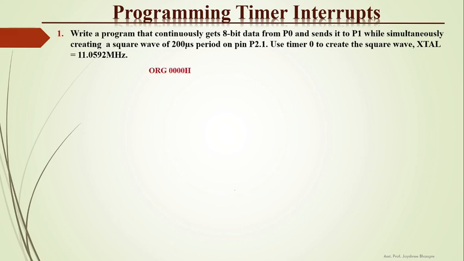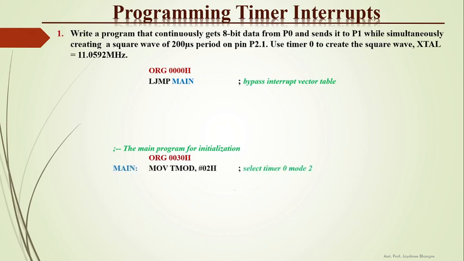So here is the starting location of our program, that is 000H, and the instruction is LJMP main. This is used to bypass the interrupt vector table. So it jumps to the main program where we initialize the timers. The address of this program is 0030H. So with the instruction MOV TMOD, #02H, we are actually selecting timer 0 in mode 2 to generate the square wave of 200 microseconds.